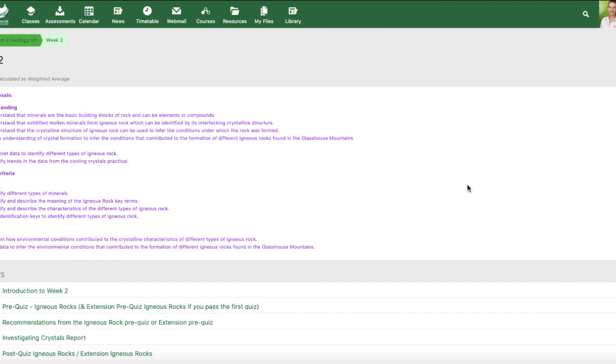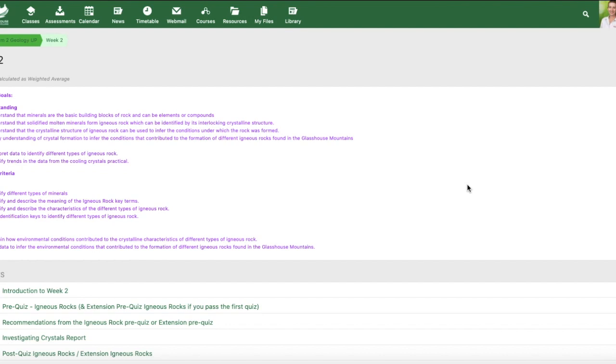of those rocks themselves. So our learning goals for this week are to be able to talk to me about what minerals are and how they're the basic building blocks of rocks, be able to talk to me about the crystalline structure of rocks and how crystals form in rocks. You also need to be able to talk to me about the different types of igneous rocks, specifically pertaining to the Glasshouse Mountains, so the different types of igneous rocks that we find around this area.